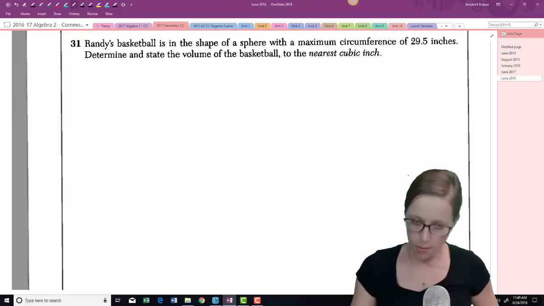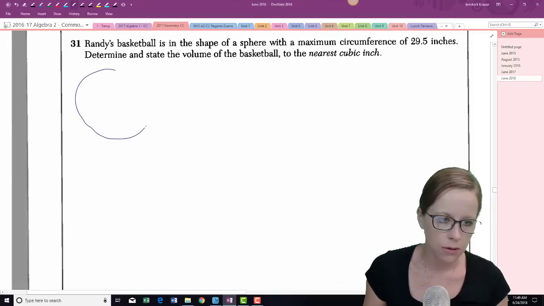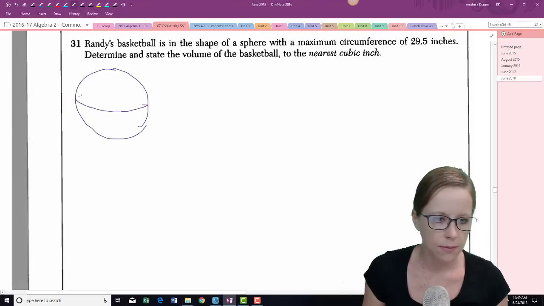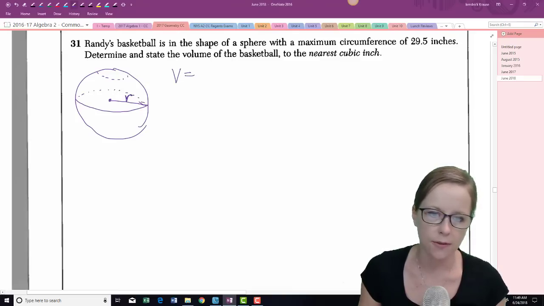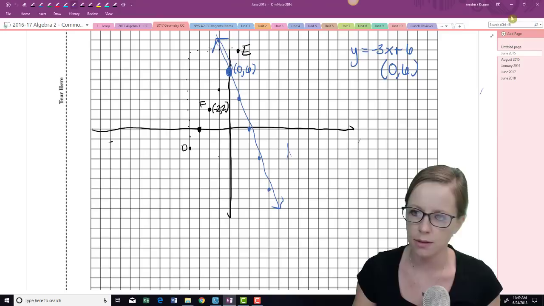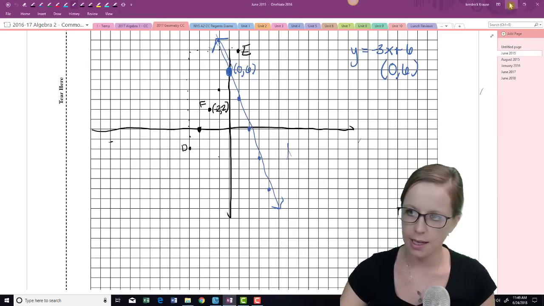So if you've ever held a basketball, the fattest part is in the center, right, and up here would have a smaller circumference. So we need to know the radius to figure out volume. The volume of a sphere. Let's go back here for our formula sheet. Dang it.